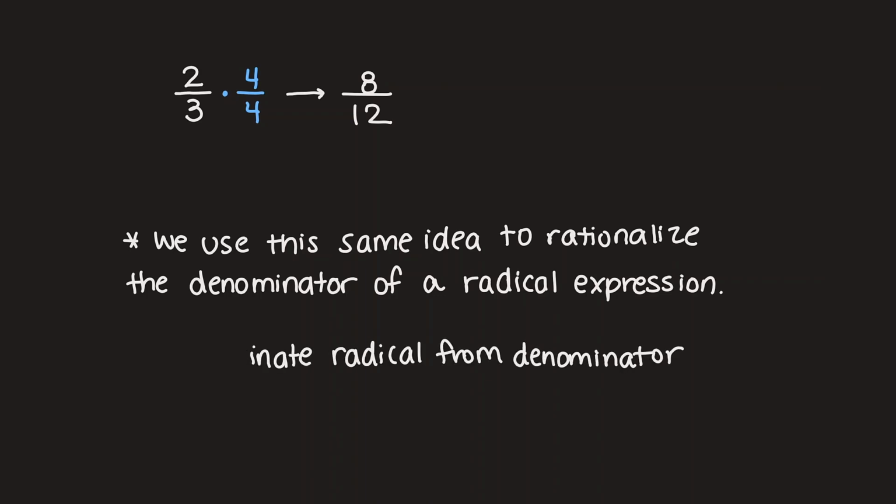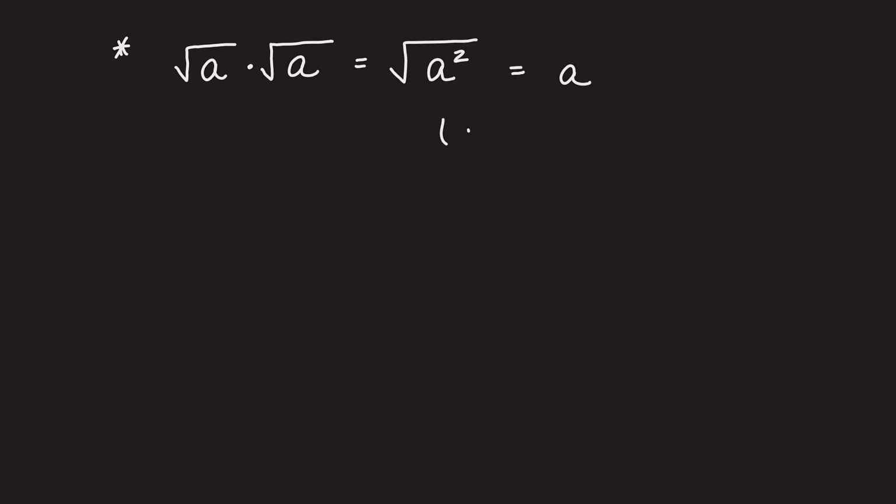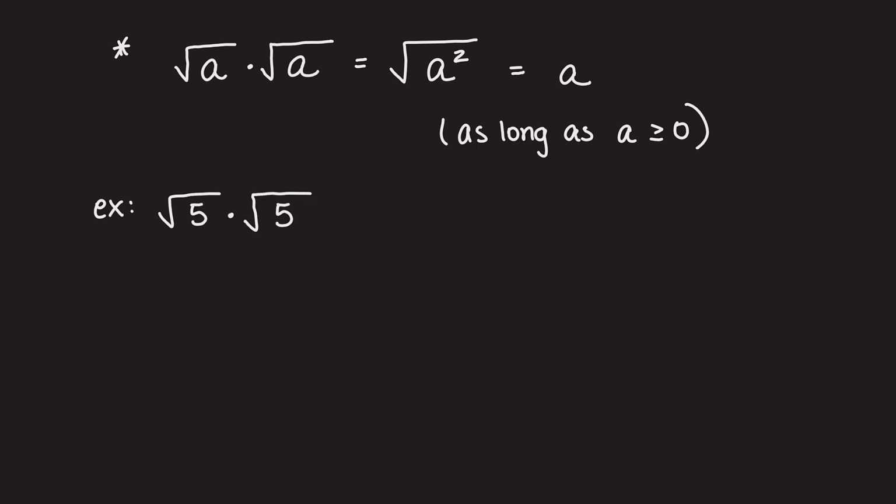So let's start with square roots. We use the fact that the square root of a times the square root of a is equal to the square root of a squared, which simplifies to a, as long as a is greater than or equal to 0. So for example, if we have the square root of 5 times the square root of 5, this will equal the square root of 25, which just equals the radicand 5. So notice how this gets rid of the radical.